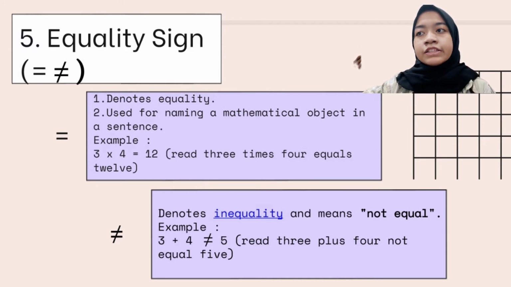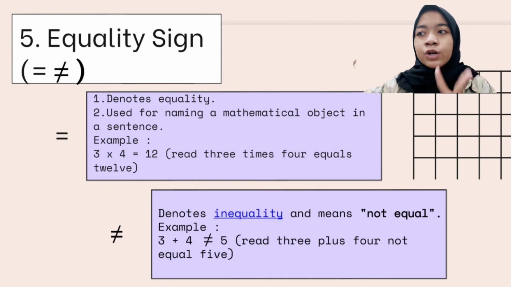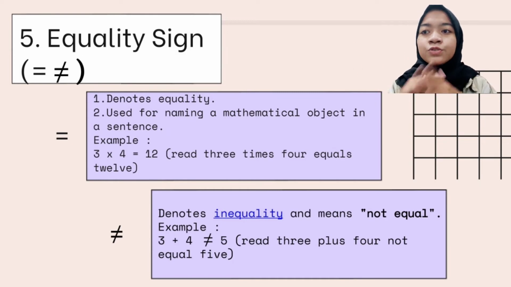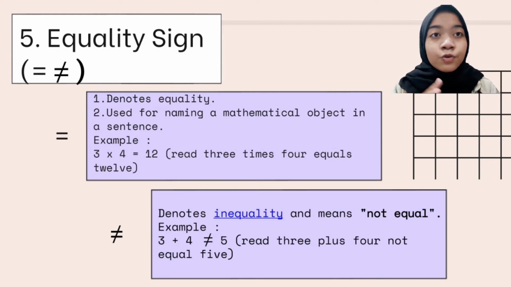Number 5 is the equality sign. We can read it as equality and inequality. Here we have two examples about the equality sign. The equals sign denotes equality, used for naming a mathematical object in a sentence. For example, 3 times 4 equals 12.